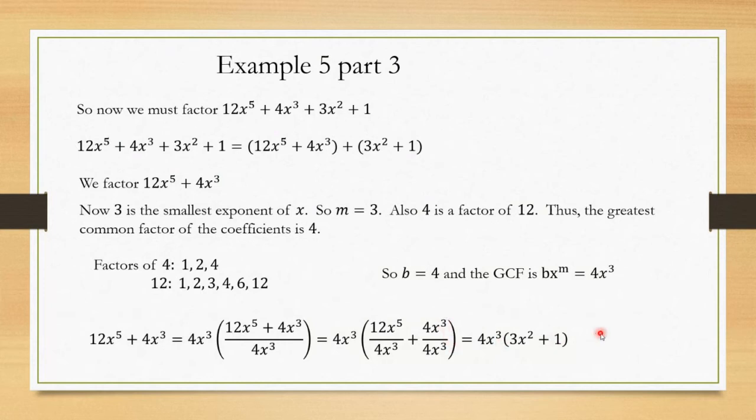Anything non-zero over itself gives you 1, so 4x cubed over itself gives you 1. So we get this. And 3x squared plus 1, the GCF of that must be 1, right? This is the polynomial we get left over. Do you have any questions so far? If not, that's okay.